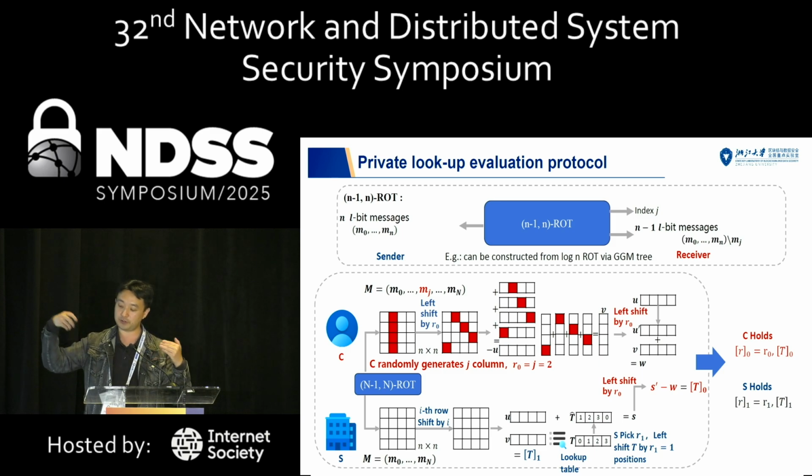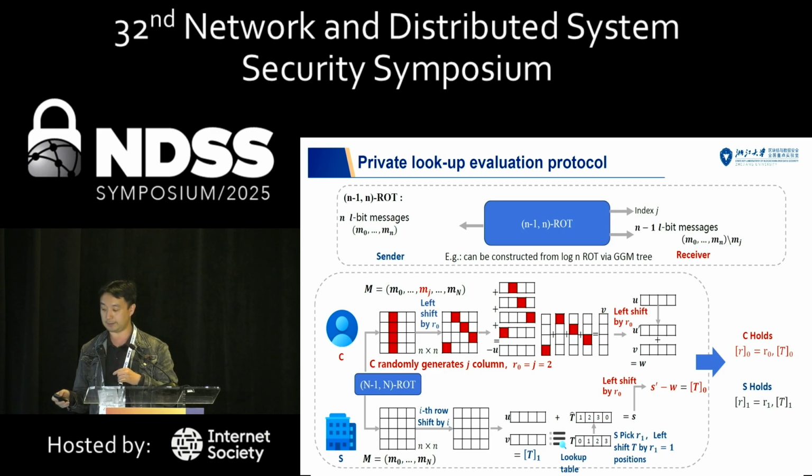And for the first row, the C shifts 0 positions. For the second row, the C right shifts 1 position. The third row by 2 positions, the fourth row by 4 positions. So you spread the red to almost every row and every column, and then you sum every row together to be U, you sum every column together to be V.